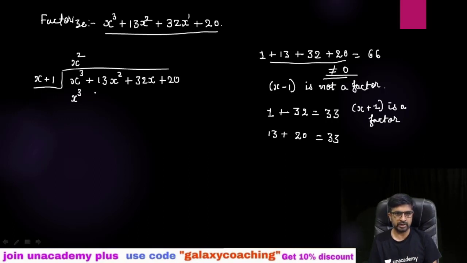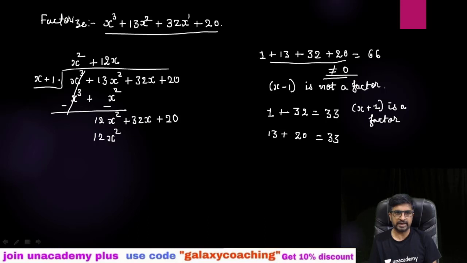Now x square into 1 will give you x square. Now every time you need to subtract, so sign change. x cube minus x cube will get cancelled. 13x square minus 1x square will give you 12x square plus 32x plus 20. Now you need 12x square, so what are you going to multiply with x? You are going to multiply 12x. 12x into x will give you 12x square, and 12x into 1 will give you 12x.